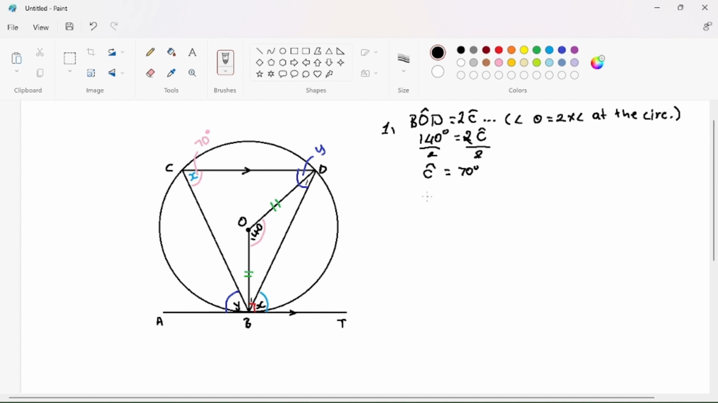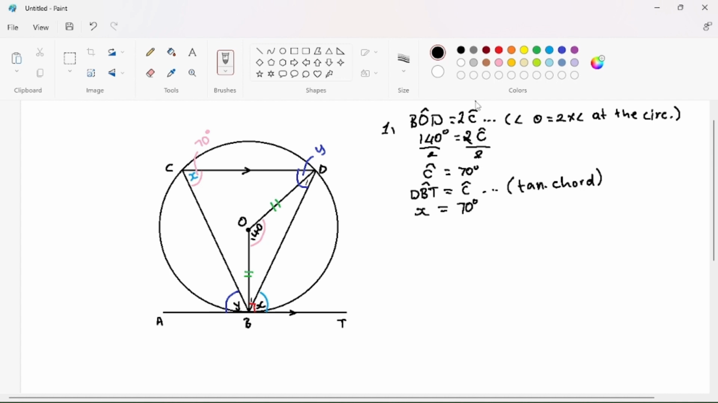And then we are going to say angle DBT is going to be equals to our angle C, right? Our reasoning is going to be tan-chord theorem. And after that, guys, we are simply going to substitute. Our angle DBT is X and our angle C, we have just solved it, is going to be 70, right?